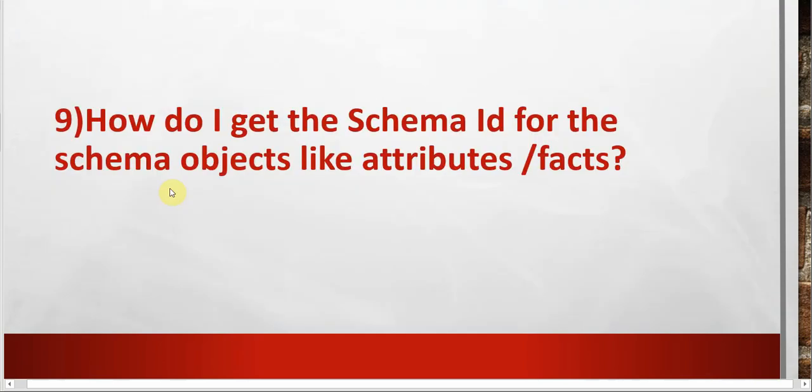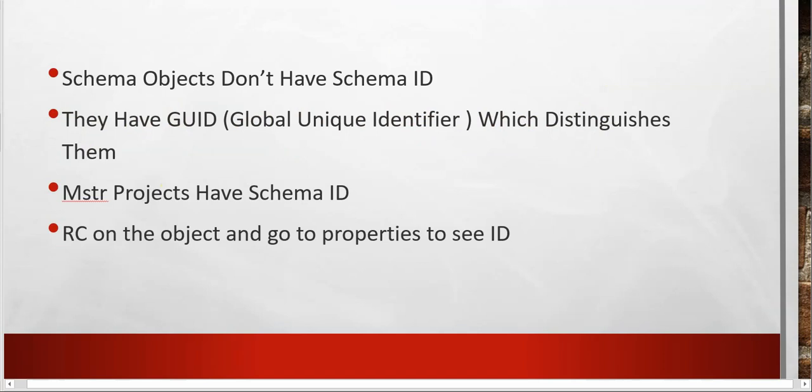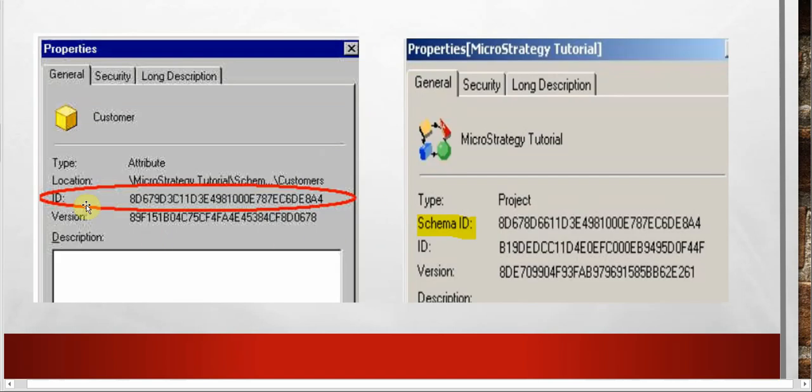Ninth question is, how do I get the schema ID for the schema objects like attributes and facts? So, schema objects don't have a schema ID. They have a GUID, that is the global unique identifier which distinguishes them. MSTR projects have the schema ID. To get the GUID, we have to right click on the object and go to the properties to see the ID. Here we can see the ID of an attribute called customer, and schema ID as we see is for a project, that is the MicroStrategy tutorial project. We can see the schema ID here.